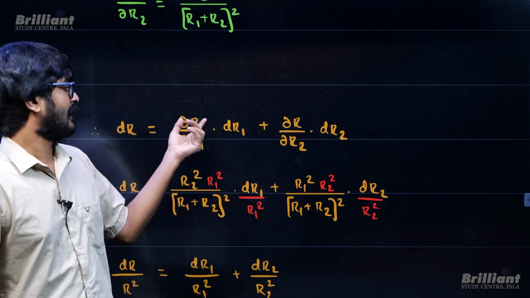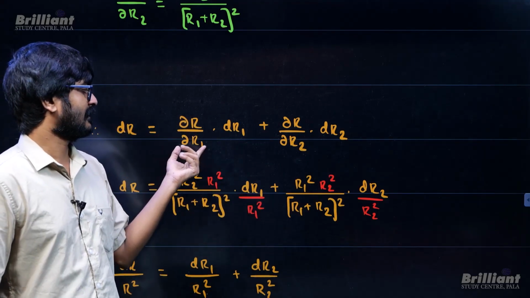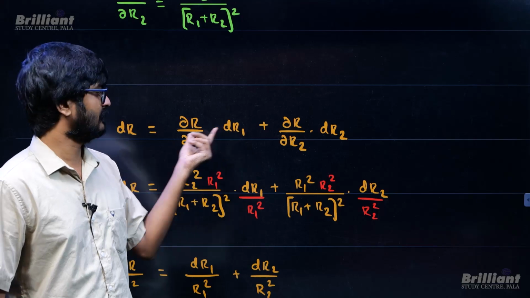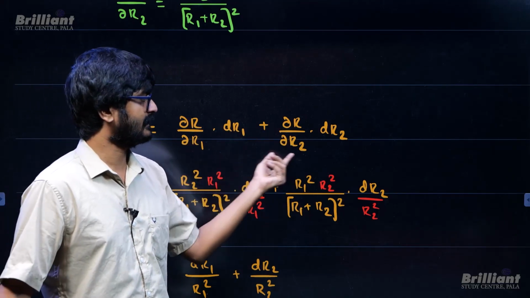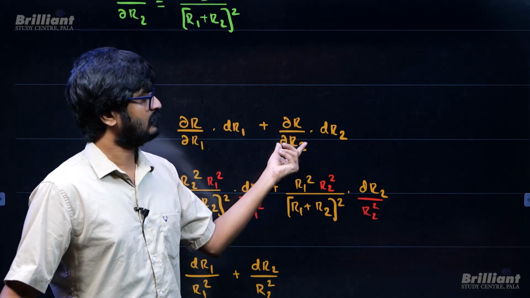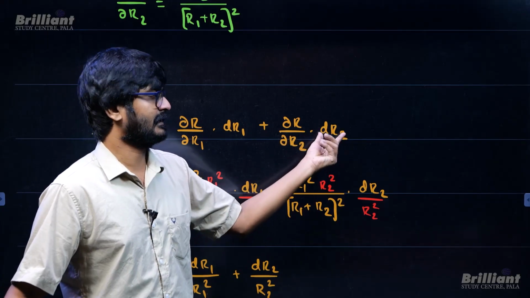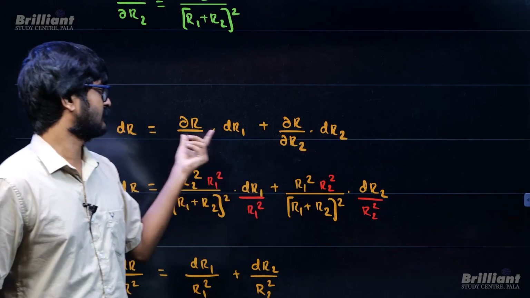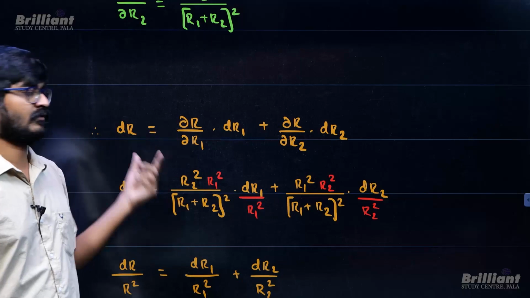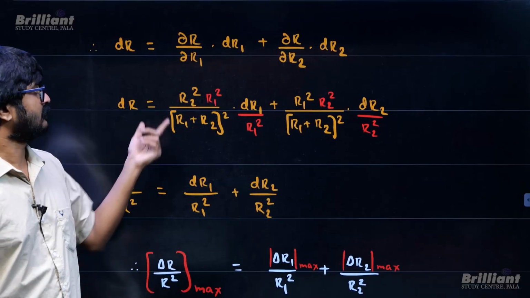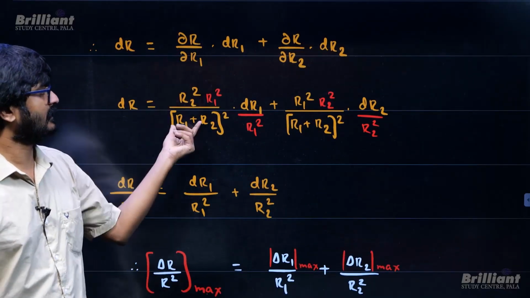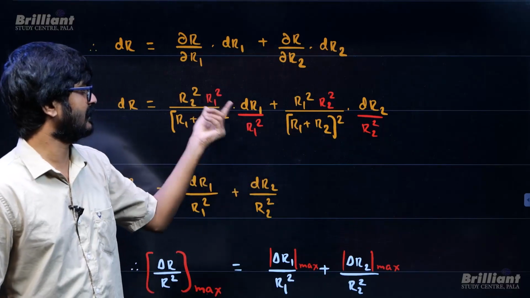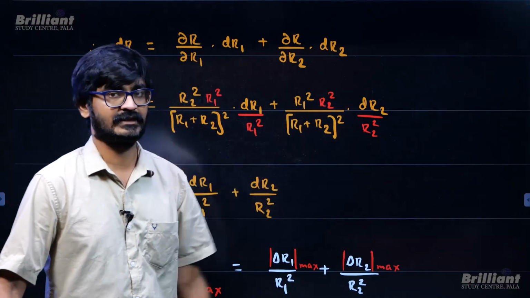That is, at what rate it is changing with R1, and for delta R1, how much is the change? At what rate it is changing with R2, and for delta R2, how much is the change? So this change plus this change will give us the overall change, right? From here also, this thing we have calculated. I am multiplying and dividing with R1 square, and multiplying and dividing with R2 square.